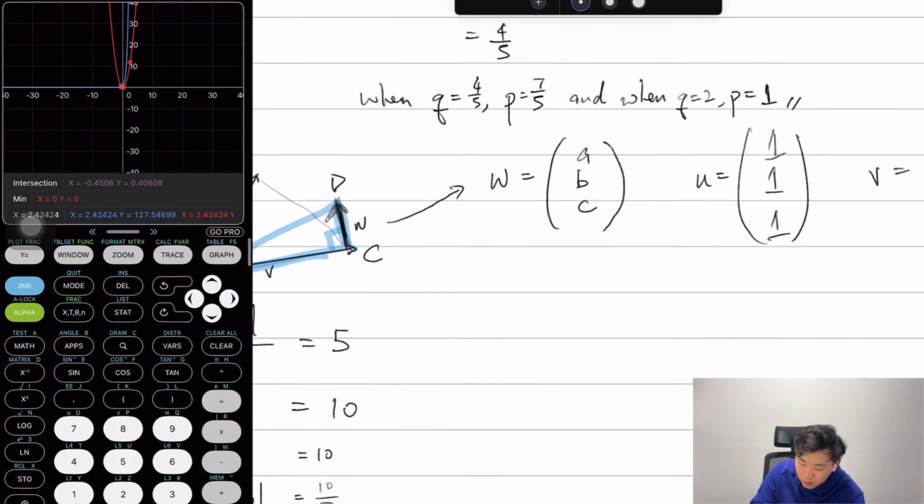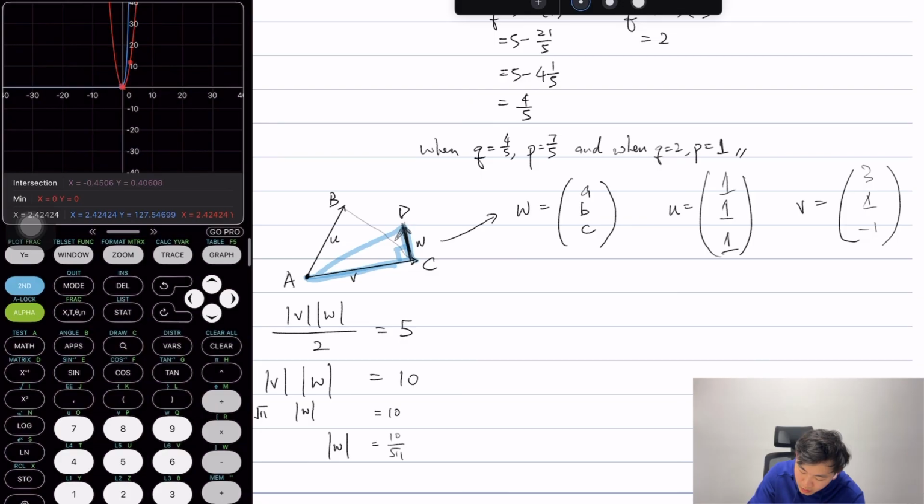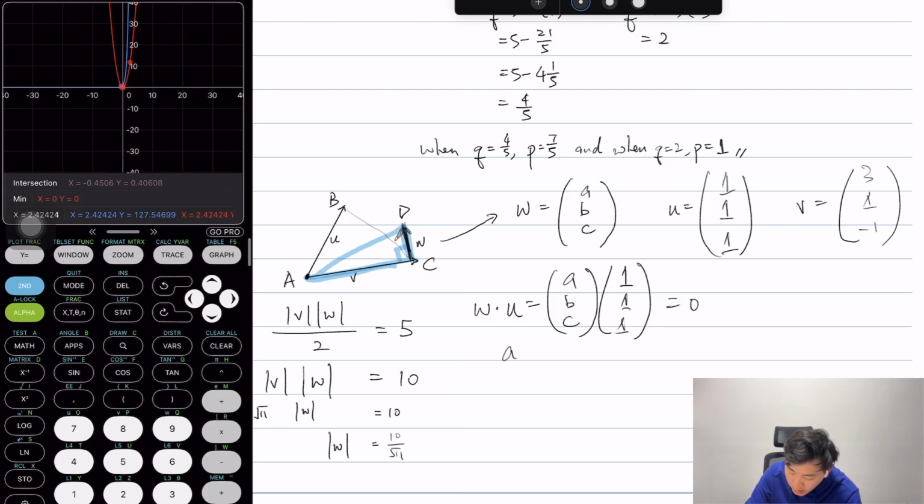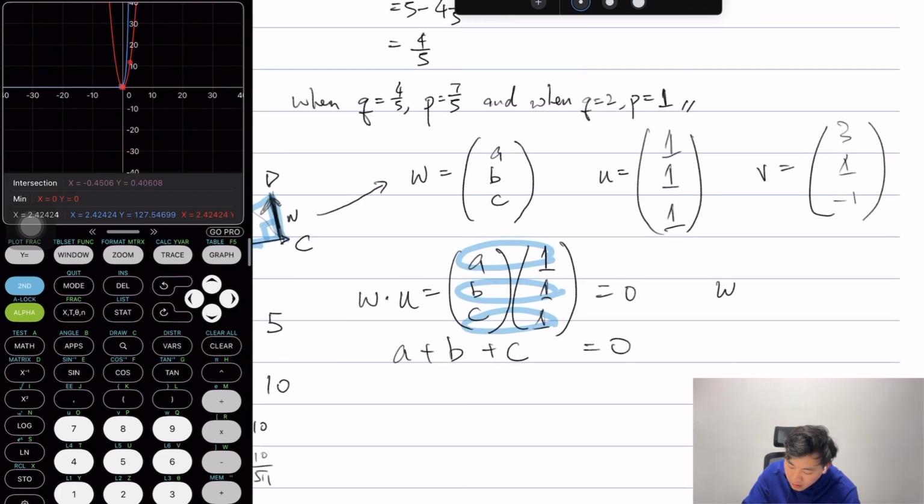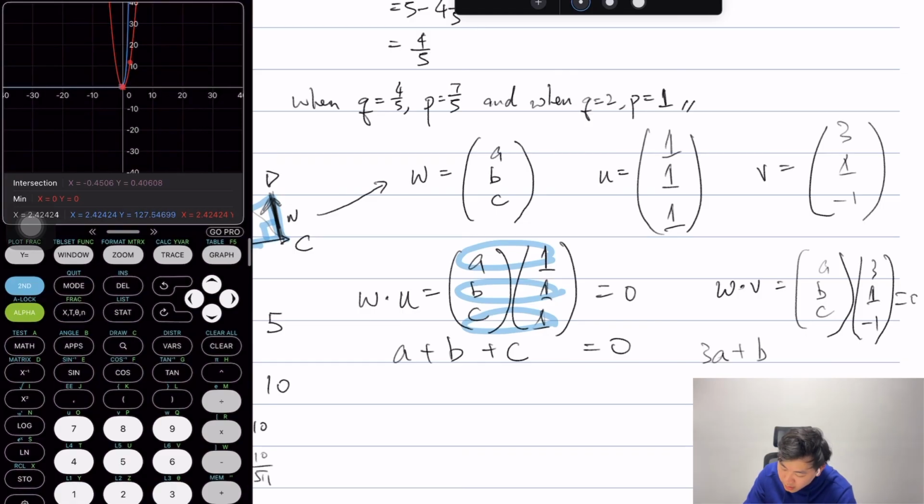So now you can see the dot product looks different. W times U is equal to A, B, C times 1, 1, 1, and that's equal to 0, which means the dot product A plus B plus C equals 0. How do we do the dot product? A times 1, B times 1, C times 1, you add them up together, okay? The next one is W times V, which is equal to A, B, C times 3, 1, -1, and that's equal to 0. That means 3A plus B minus C equals 0.